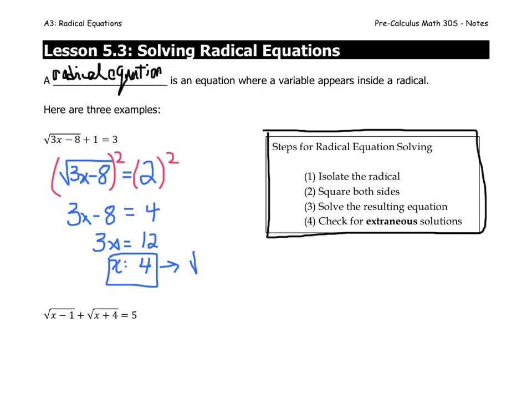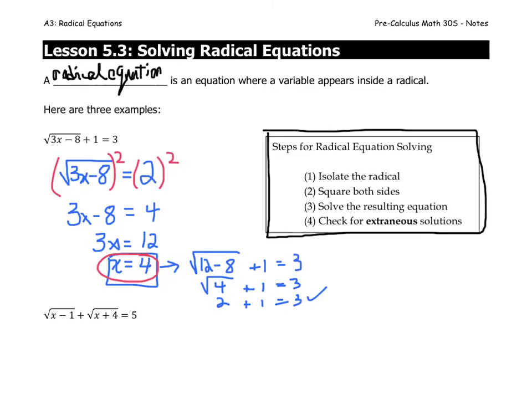So if we plug it in, we get the square root of 3 times 4, that's 12, minus 8, plus 1 equals 3. Okay, let's see. That's the square root of 4 plus 1, which is 2 plus 1 equals 3. And if I count it on my fingers, yeah, that checks out. Okay, so I can be absolutely sure that x equals 4 is the correct answer. But I have to check every time because this idea of squaring both sides can produce errors.